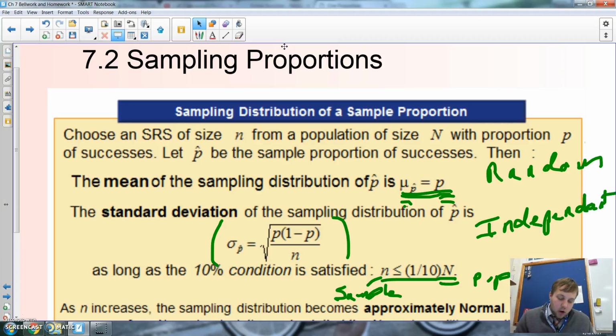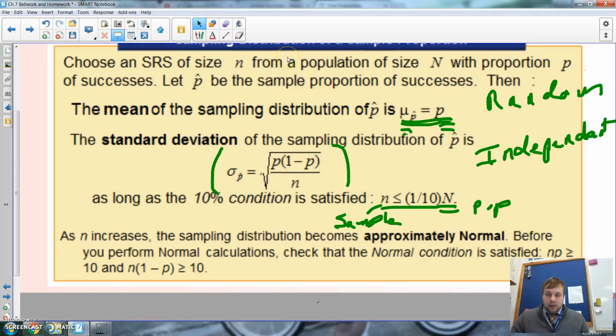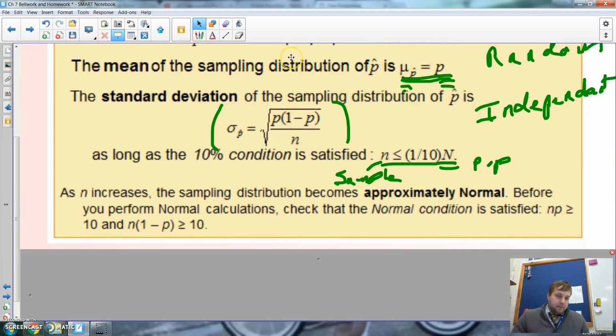So we like to check all 3 things. So first of all is our random. If it's not random, we know our center is not necessarily in the right location. If it's not independent, I know the standard deviation won't work. So it's gotta be independent, all right? And so I've got to check to make sure that my sample is less than 10% of the population. And then finally, the last one is normal.